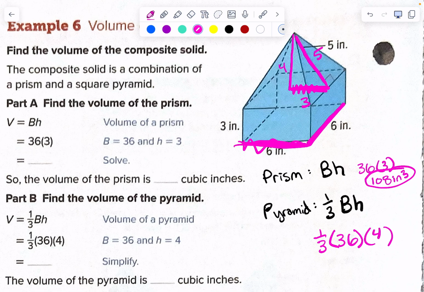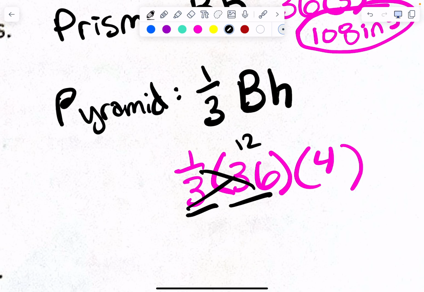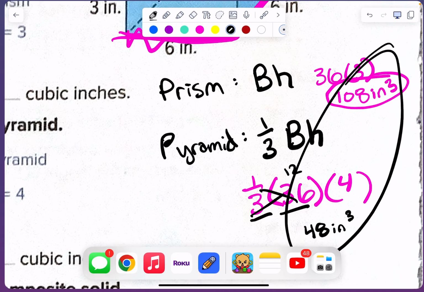All right, I can do this in my head. Don't get a calculator. What's 1/3 of 36? 12. And what's 12 times 4? 48. That's the pyramid, 48 inches cubed. I want to know how many inches cubed the whole thing is. Add them up.